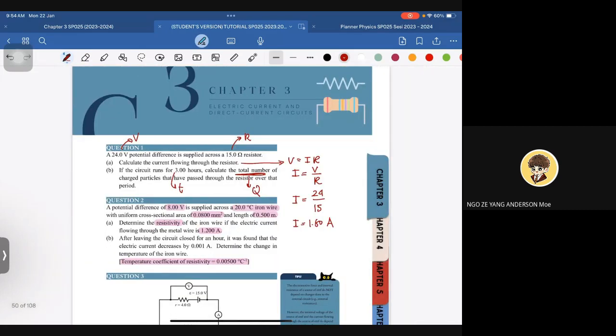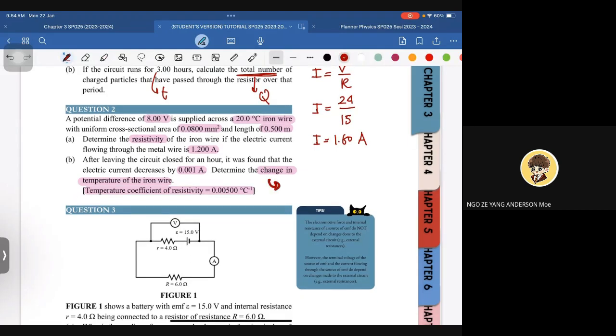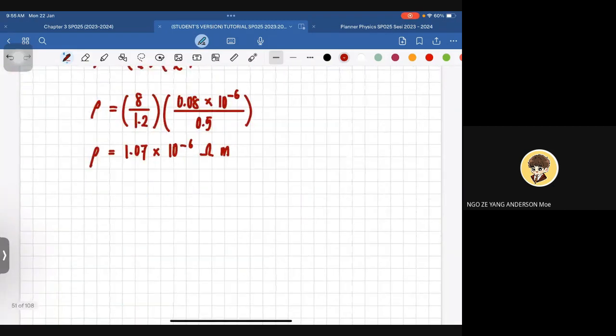Okay. So soalan B, we have, after leaving the circuit closed for an hour, it was found that the electric current decreases by 0.001 ampere. Determine the change in temperature of the iron wire. Okay, so sekarang ni, kalau soalan minta change in temperature, kita ada satu formula je yang ada delta T, which is the resistivity punya formula lah, which is R equal to R naught 1 plus alpha delta T.